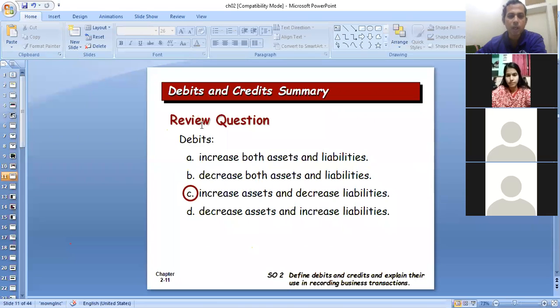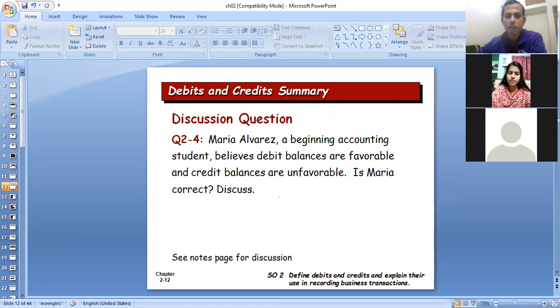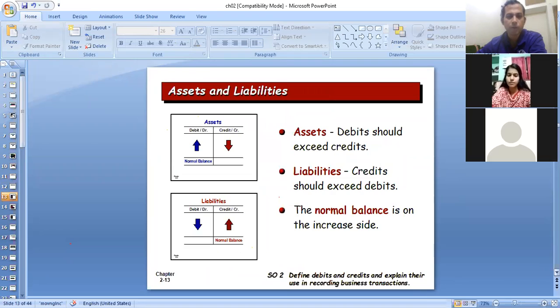So what is debit and credit? Debit, increase assets and decrease liabilities. The quiz, I think, is easy. This is the homework. Maria Alvarez, a beginning accounting student, believes debit balances are favorable, credit balances are unfavorable. Is Maria correct? This is homework for you. Do it. So for assets, debit should exceed the credit. Liabilities I already discussed, credit should exceed the debit. The normal balance is on the increase side. Whatever the increase side is, that is the normal balance.